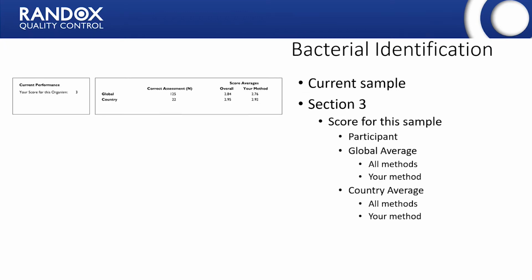Quickly followed then by the actual overall scores. On the left-hand side, we see the score for this sample. Now, the scoring section is on the next slide, but just to say at this stage, it's scored out of 3 if the lab identifies it themselves. Here we then see the average scores based on the global participants and also by country. And that's broken down by the method that was in use, and then just overall, basically all methods. So that's the next section.